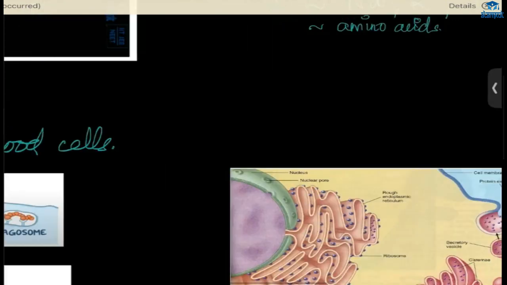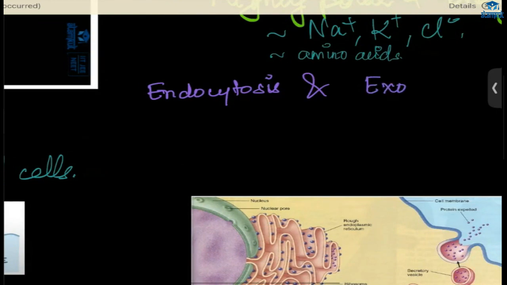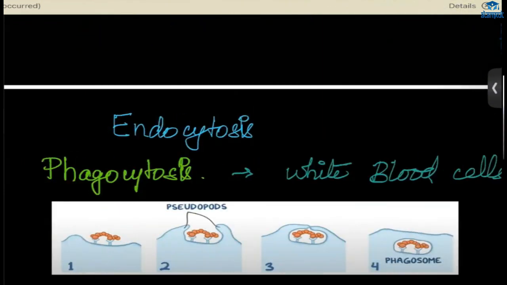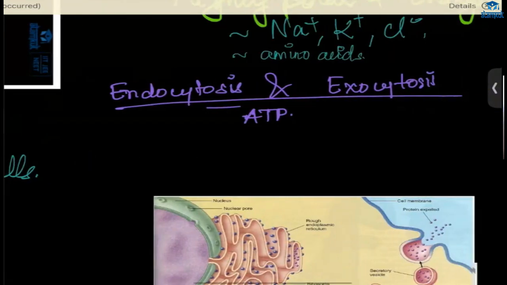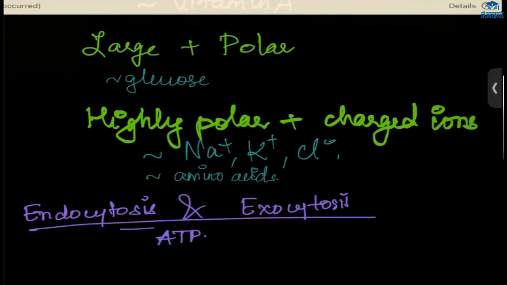And for large molecules, there are two types of movement: endocytosis and exocytosis. And here also there is a requirement of ATP. Protein is a large and polar particle. Protein is highly polar and a charged ion.